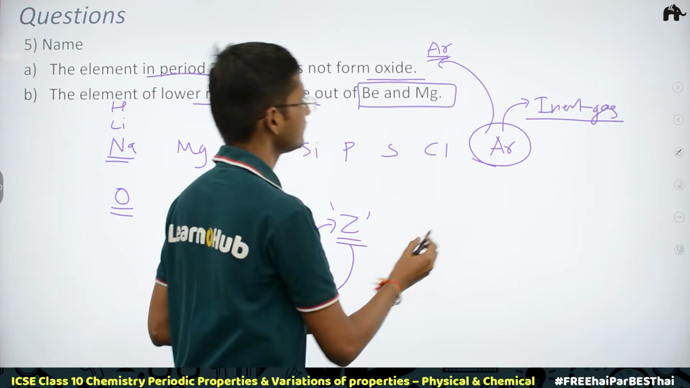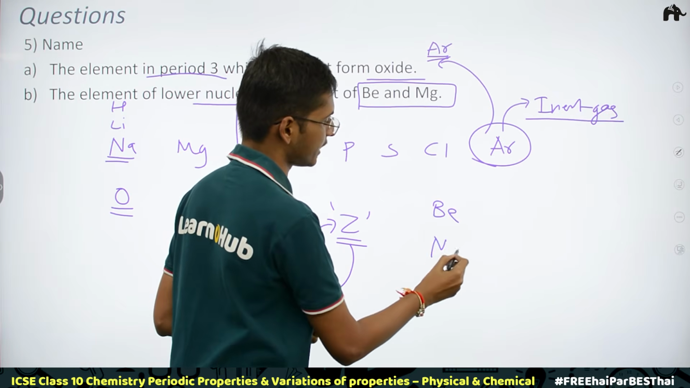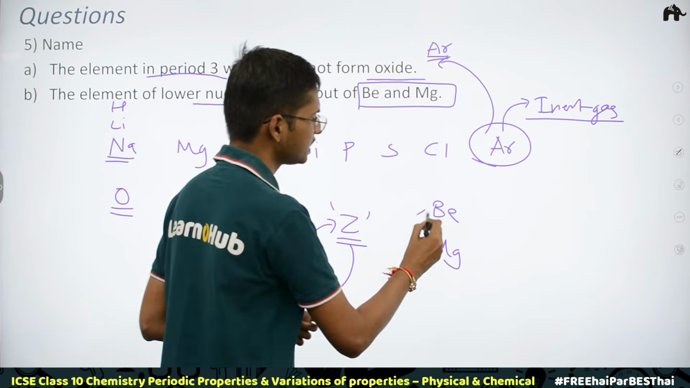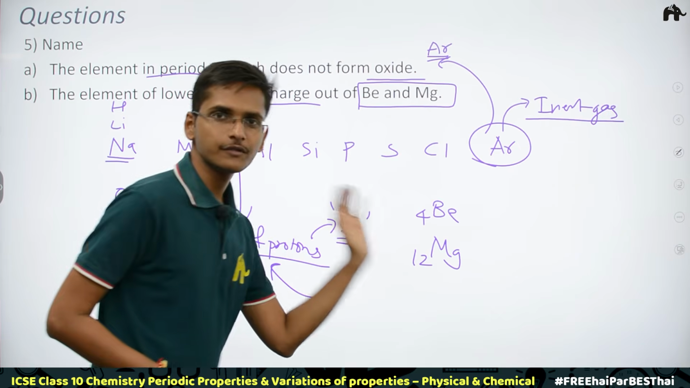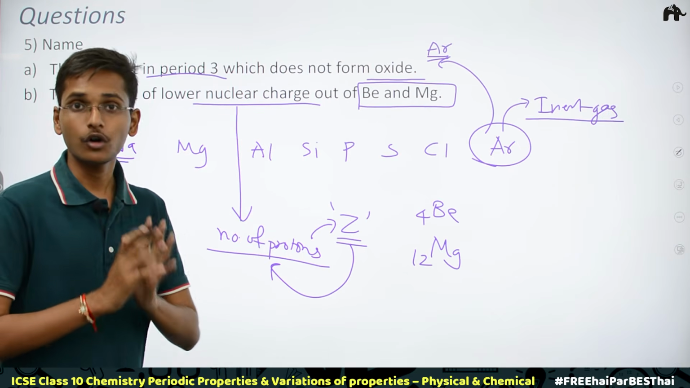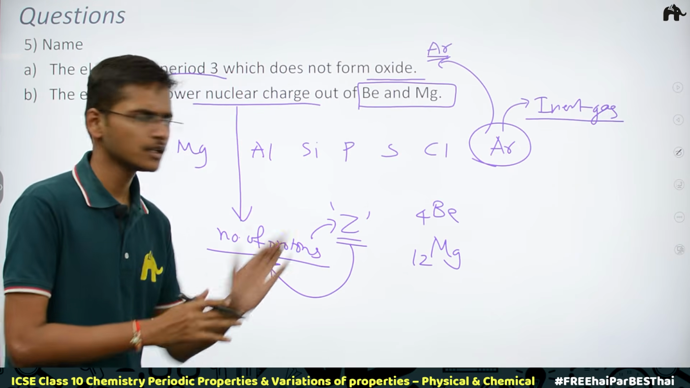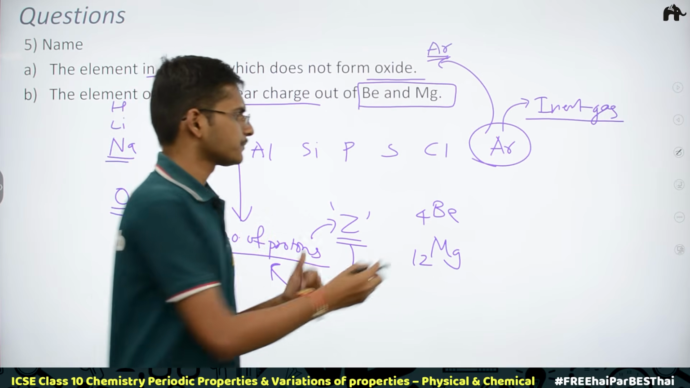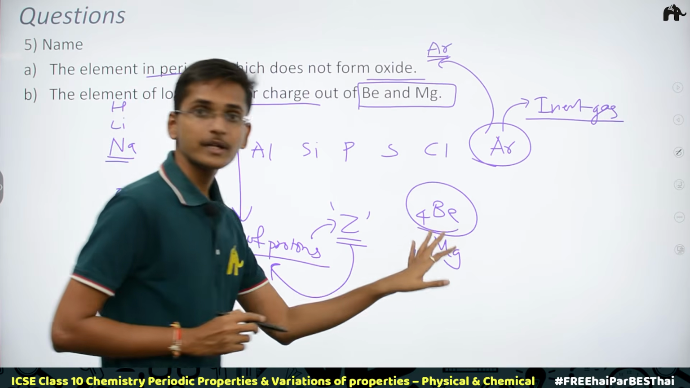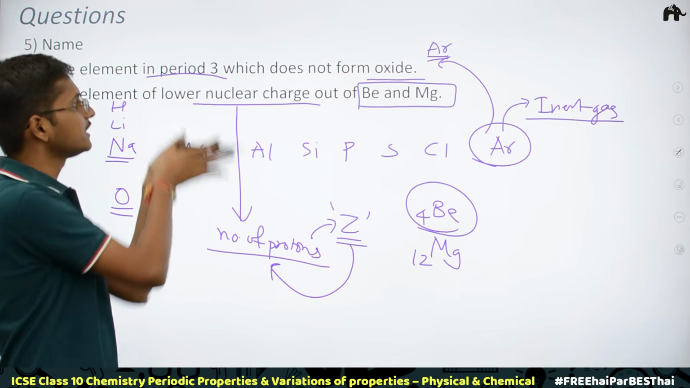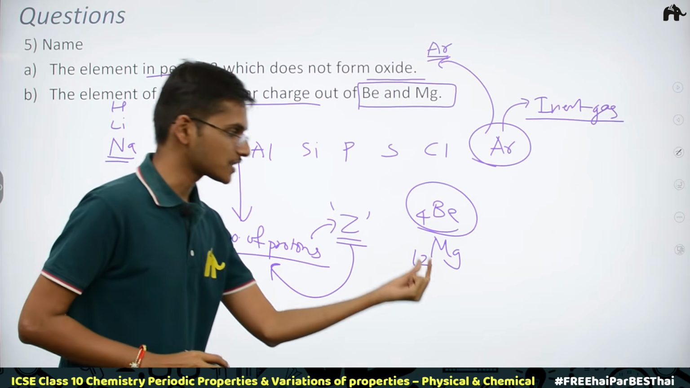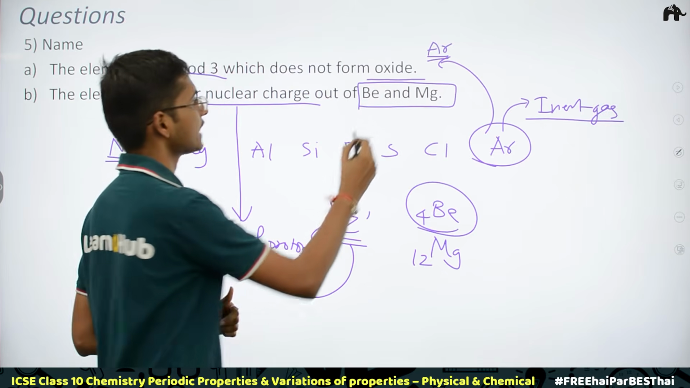So out of beryllium and magnesium, we know that after beryllium, magnesium comes. And yes, beryllium has atomic number 4, magnesium has 12. We have all learned the elements till 20, so it's very simple for us. So yes, beryllium has lesser atomic number, which means that it has less number of protons, which means that it will have less nuclear charge than the magnesium. So yes, our answer is.